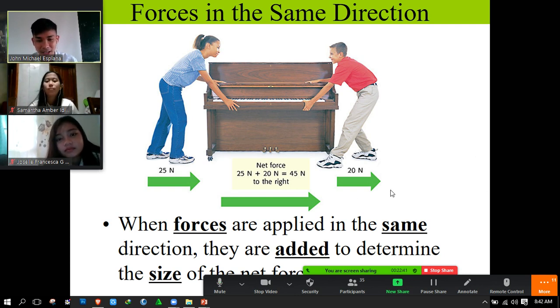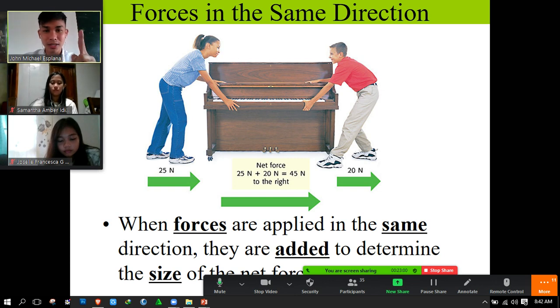Okay, so next. When forces are applied in the same direction, tingnan nyo kasi it's going right, it's the same in direction, they must be added up to determine the size of the net force. So tandaan nyo magkaiba yung individual force sa resultant force or net force. Dalawa yan: resultant force or net force and the individual forces. So yung individual forces that I am pertaining here, yung individual force ng babae, individual force ng lalaki.